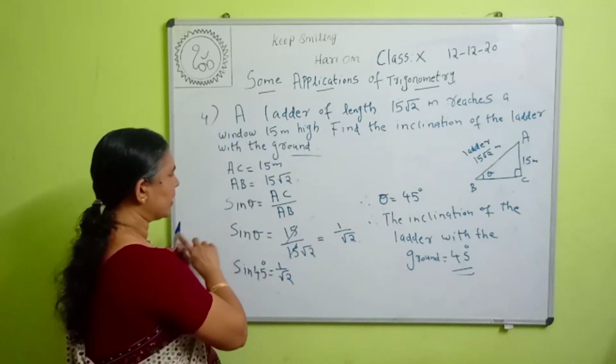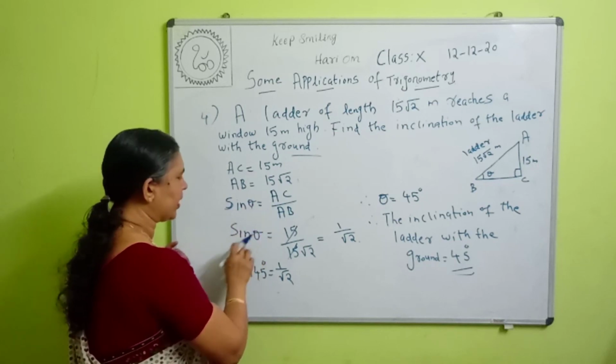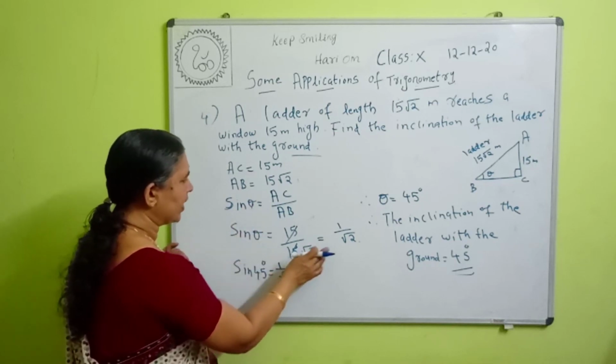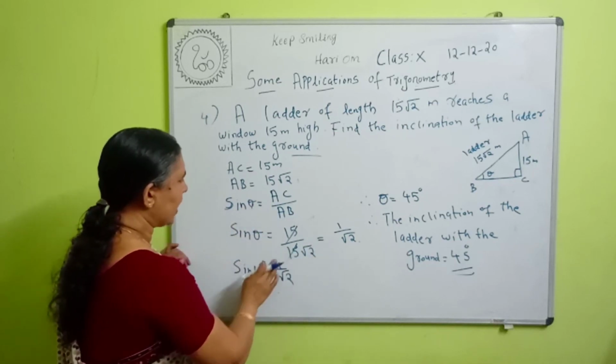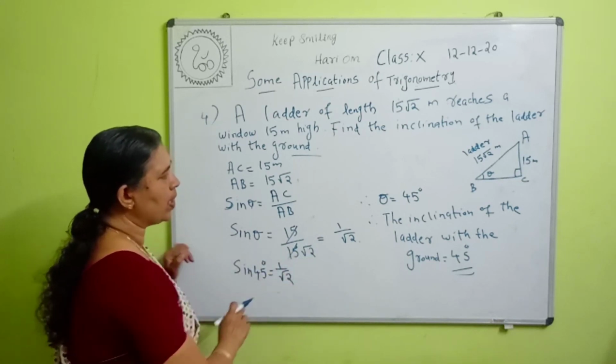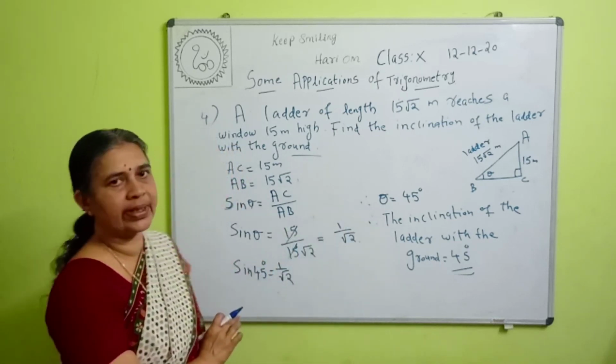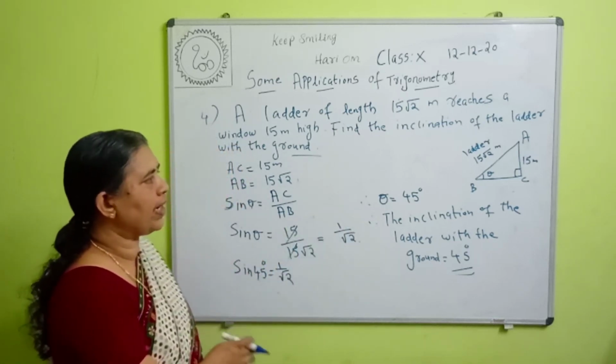Therefore, we use the trigonometric ratio sin theta is equal to opposite side by hypotenuse, that is 15 by 15 root 2, which is equal to 1 by root 2. Sine of which angle is 1 by root 2? Sin 45 is equal to 1 by root 2. Therefore, theta is equal to 45 degree. Therefore, the inclination of the ladder with the ground is equal to 45 degree.